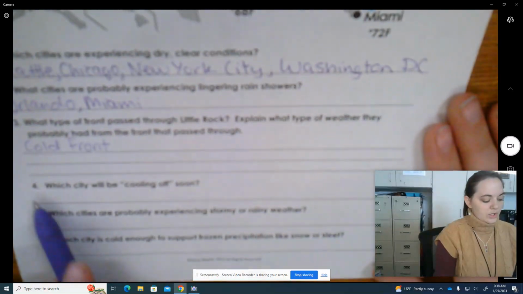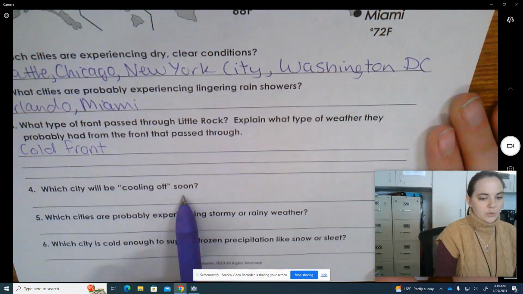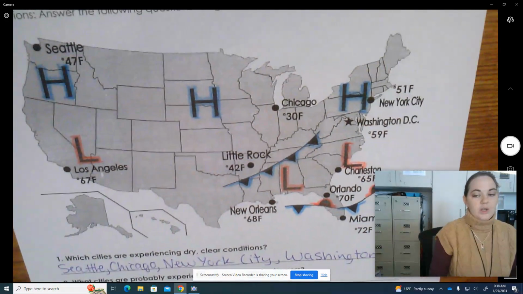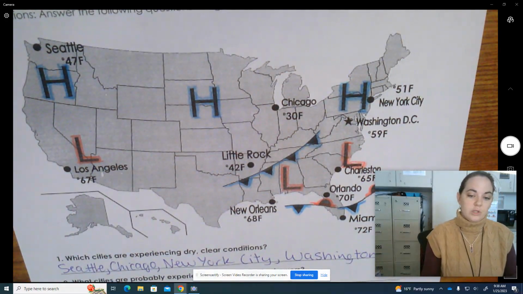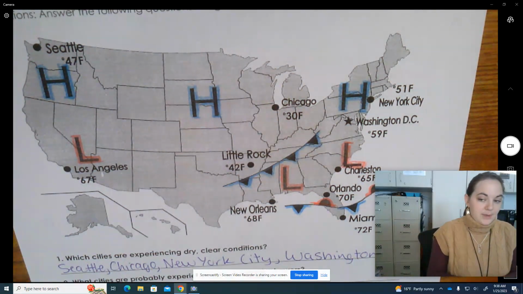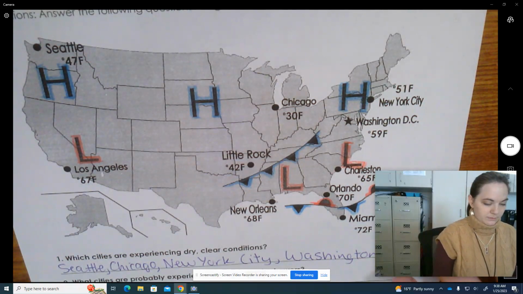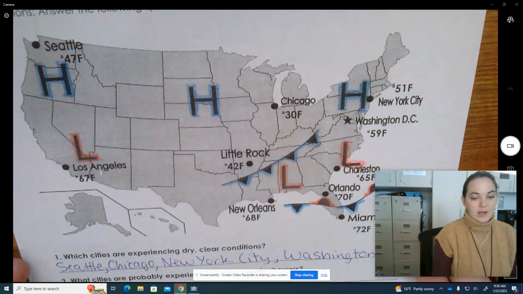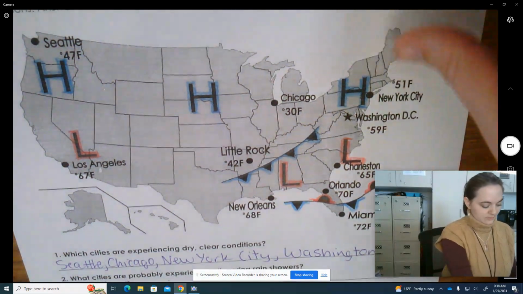Okay, number 4 says, which city will be cooling off soon? So looking at this, we know that a cold front brings cold temperatures. So what city might be getting cold soon? So go ahead and answer number 4. I'm not going to answer number 4 for you.